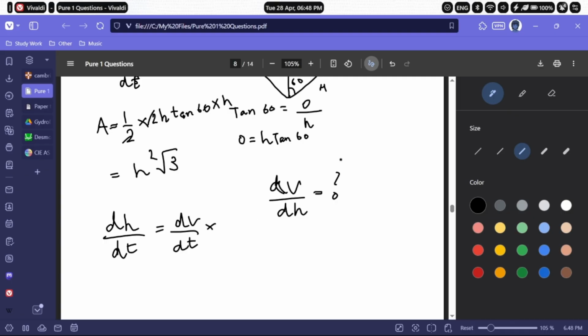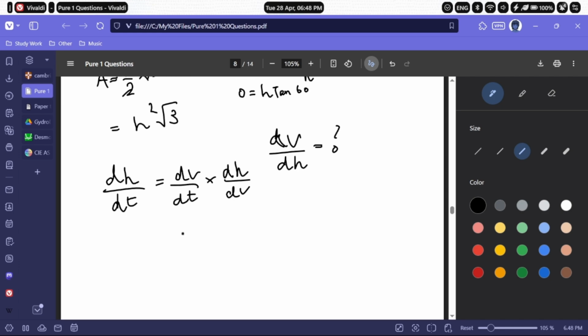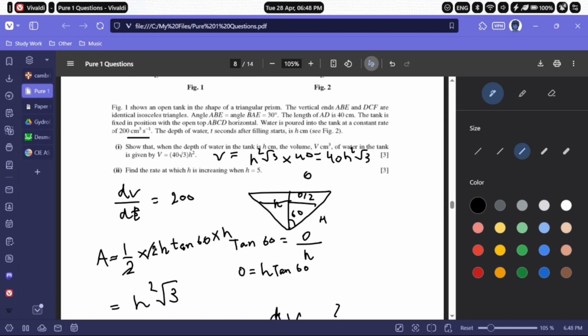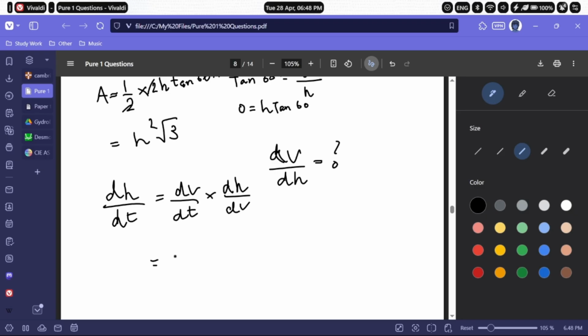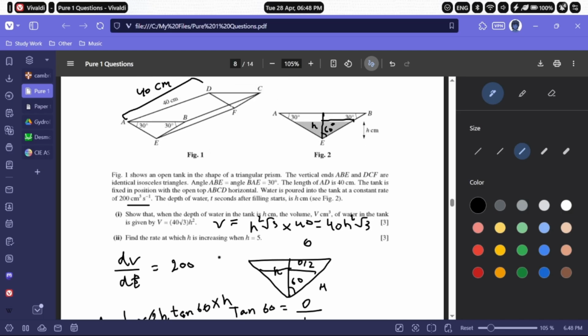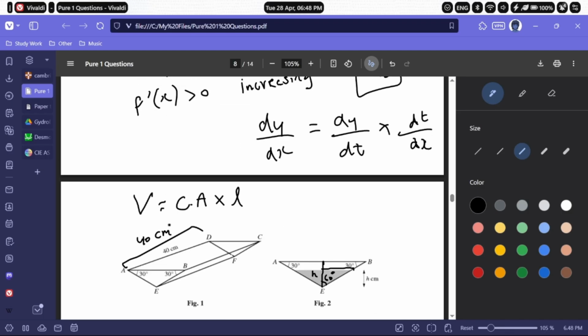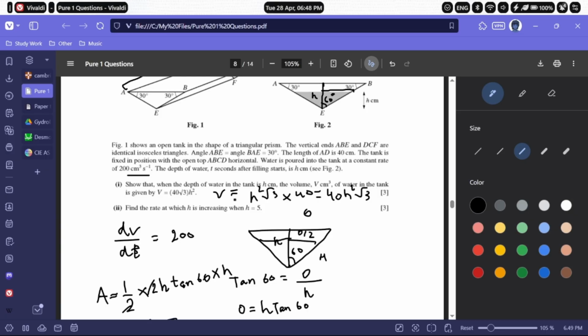Right, and you can find out dv by dh by differentiating the formula for your volume. So this would just be multiplied by dh by dv. Now, dv by dt, like I said, is just 200. The question already told us that. Hold up. That times dh by dv.